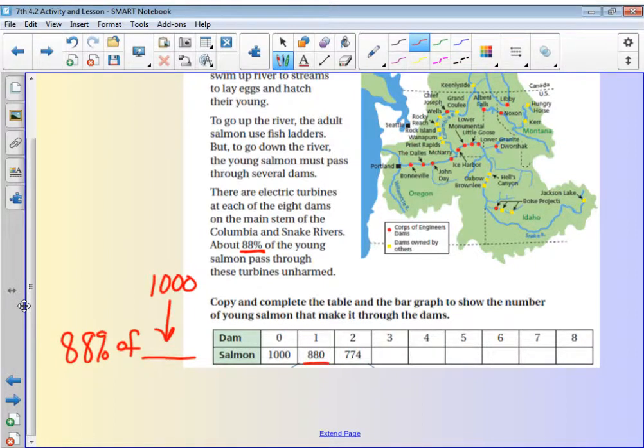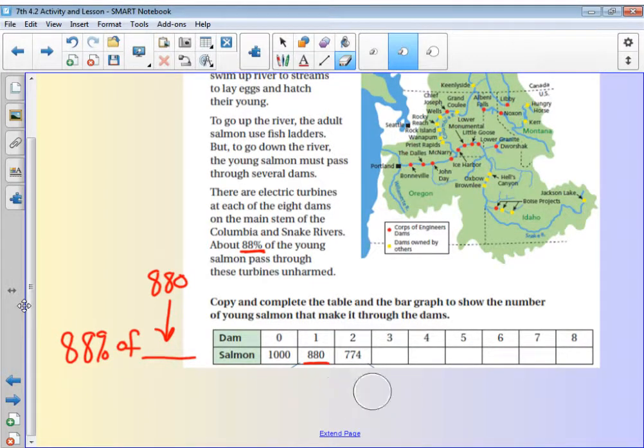Now we're going to punch in 880, and we just keep changing the amount of salmon that survived. So 880 times 0.88 gives us 774. This is what I can see on my calculator, 774.4. Take note, we can't have 0.4 of a salmon. So we're going to go ahead and say it was 774 salmon.